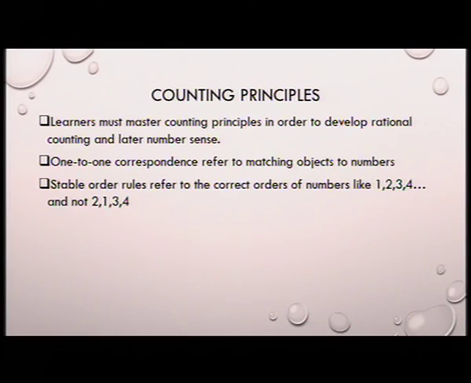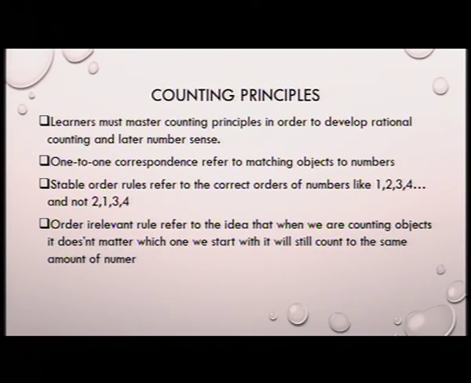And then the stable order rule refers to the correct order of numbers, like 1, then after 1 comes 2, after 2 comes 3, after 3 comes 4. You cannot count like 2, 1, 3, 4, 6, 5, like that. Learners can count like that, but you need to help them with the stable order rule, that a number is followed by the number one bigger than it. So it's 1, after 1 comes 2, after 2 comes 3, after 3 comes 4, after 4 comes 5, and so on. So that is the rule that you need to teach them to master the stable order rule.